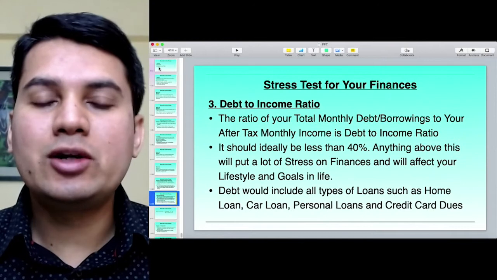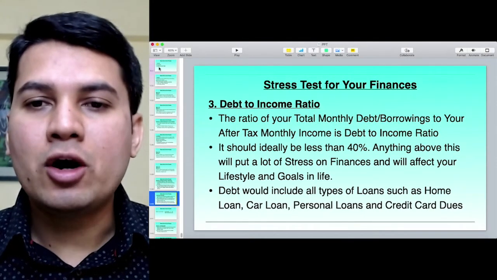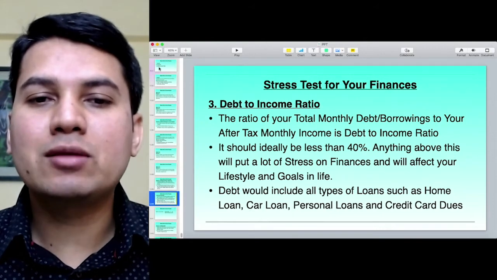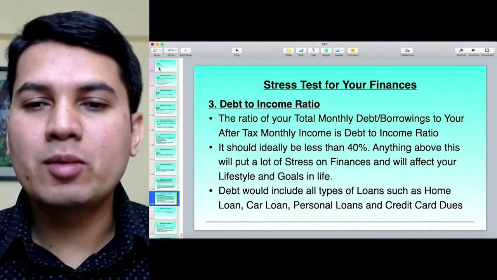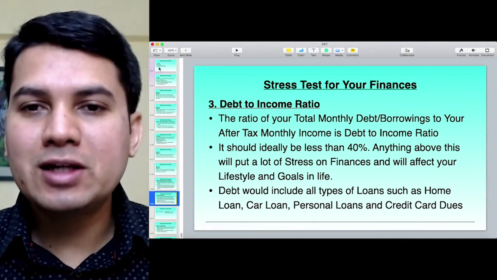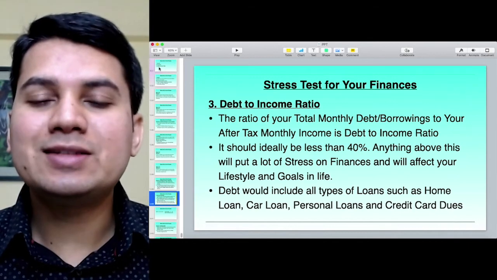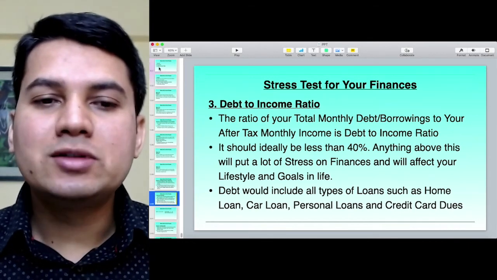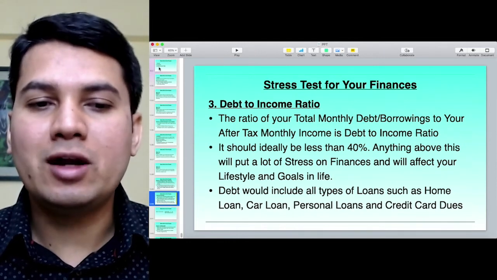Third one, debt to income ratio. The ratio of your total monthly debt or borrowings to your after tax monthly income is called debt to income ratio. I will give you the formula in the next slide. Very interesting. You need to calculate and see where you stand as of today. It should ideally be less than 40%. Anything above this will put a lot of stress on finances and will affect your lifestyle and goals in life.